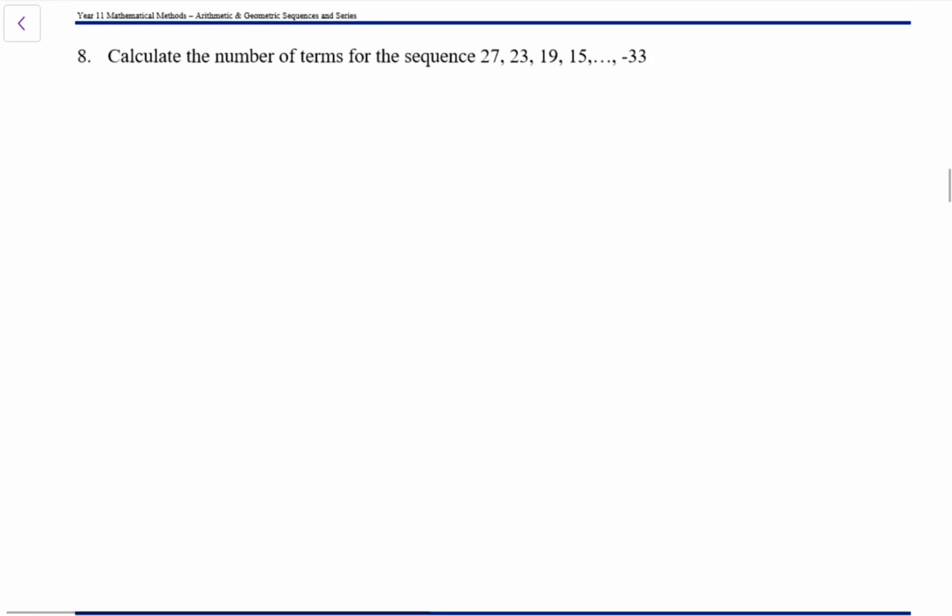Same for this one. Calculate the number of terms for the sequence 27, 23, 19, 15, all the way to negative 33. Give it a go. Check my slides for the solution.